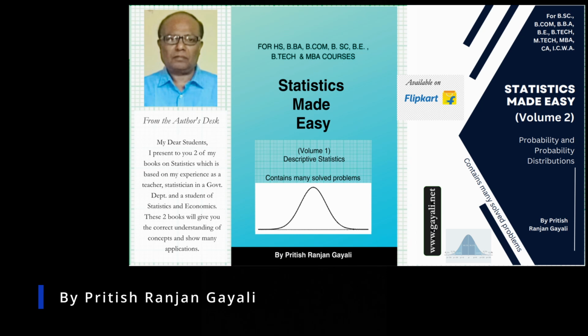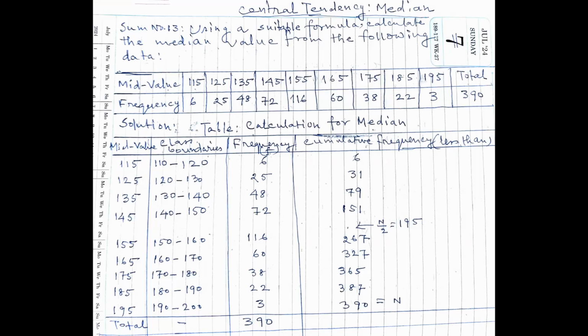Now I'm explaining a sum on central tendency regarding median. Sum number 13. Using a suitable formula, calculate the median value from the following data.